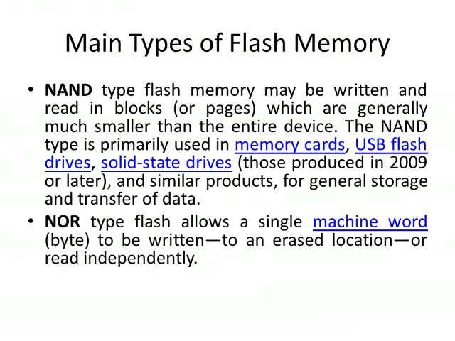NOR, on the other hand, is also a type of flash that allows a single machine word or byte to be written to an erased location or read independently. It is a type of non-volatile storage technology that does not require power to retain data. The two chips work differently. NOR flash is faster, but it's also more expensive and takes longer to erase and write new data. NOR is most often used in mobile phones.